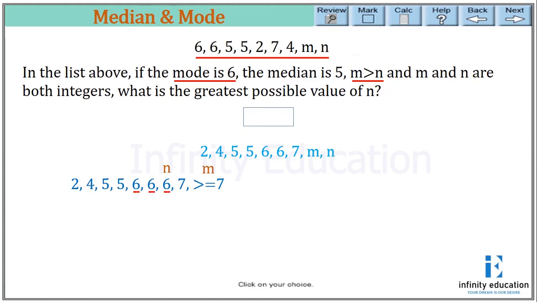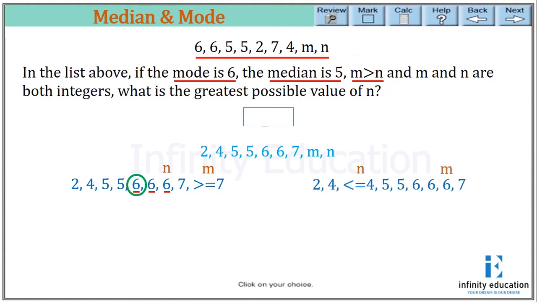Also in the question they have mentioned the median has to be 5. To get the median as 5, so 2, 4, 5, 5, 6. So the median is not 5 anymore when I'm considering N as 6 and M as greater than or equal to 7. So this value set I cannot work with, or better to say, I cannot consider the value of N as 6. I must take some other values for N and M.